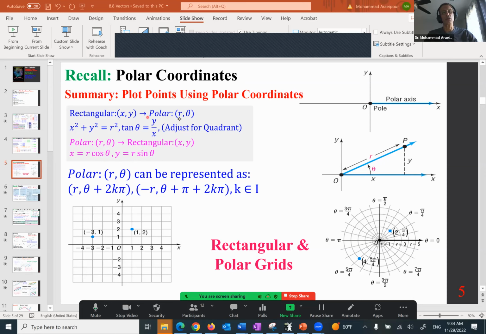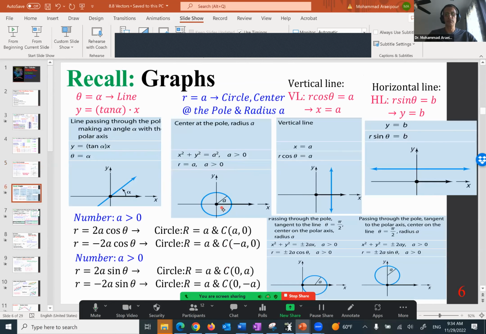x and y are unique, r and theta are not. We can represent them in infinitely many different ways by adding 2k pi to theta, or changing r to negative and adding odd multiples of pi. Various graphs were discussed here.